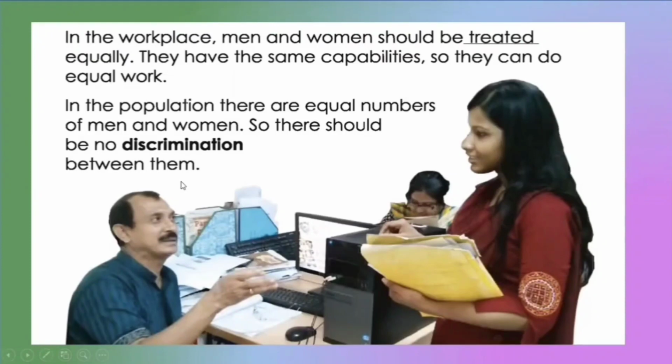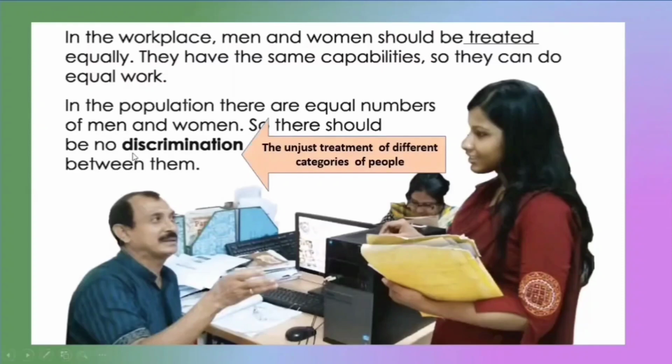So see what is written in the population, there are an equal number of men and women, so there should be no discrimination between them. Do you know the meaning of discrimination, students? Yes, it means the unjust treatment of different categories of people. That means we should not treat any people, it may be man or woman, with different eyes. Rather, we should treat them equally. So, we should always take care that men and women are not discriminated against in the family or in the workplace, because women are our pride. They are nowadays taking part in different welfare activities, so they should be given importance.